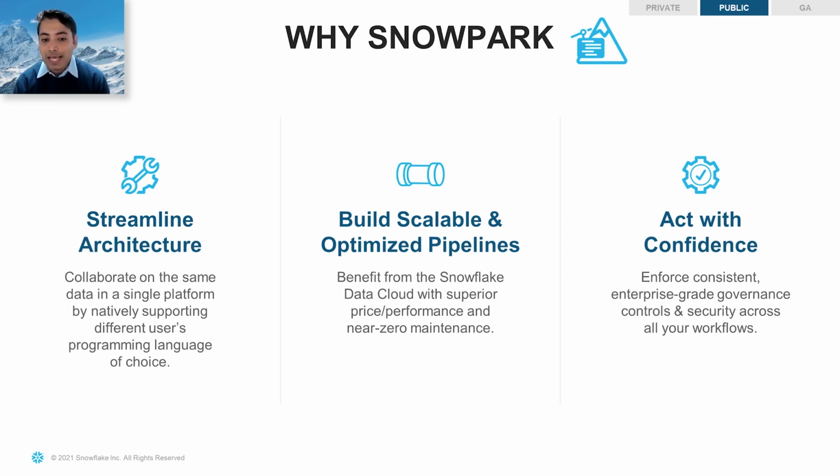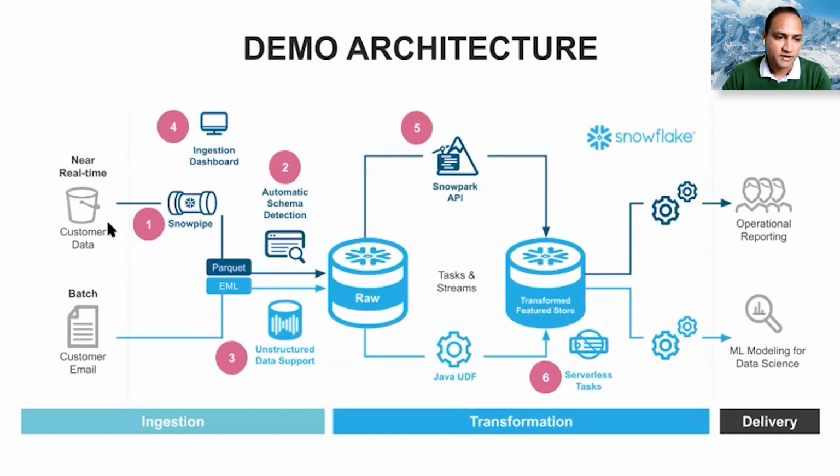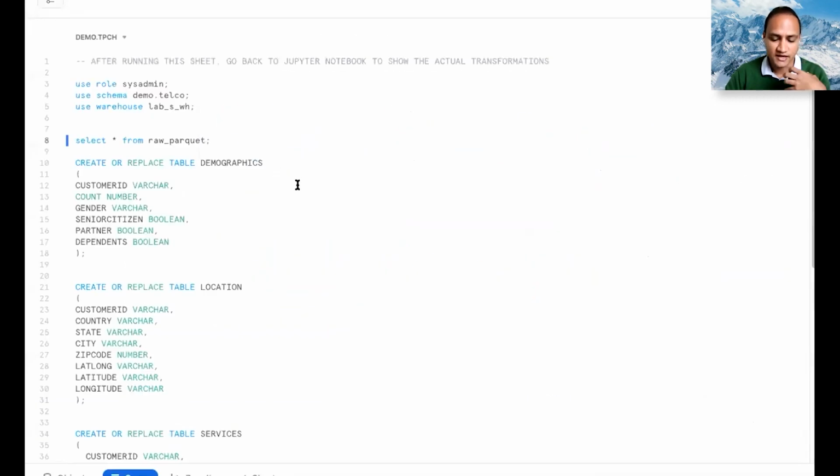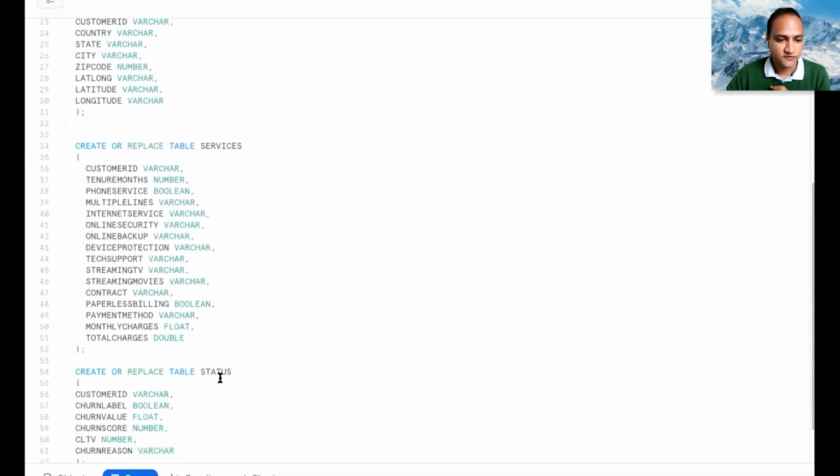Now let's see Snowpark in action, Parag. So far in our pipeline, we have ingested the data using SNOWPIPE. We have created a data schema without actually writing any schematic code. We just detected and built a raw table. So now we have raw data sitting in our database, and we want to make sense of that data. We want to create some kind of model out of that data. So I'm going to create a star schema using Snowpark for that. And for that, I'm going to divide the raw Parquet table data into demographics, location, services, and status.